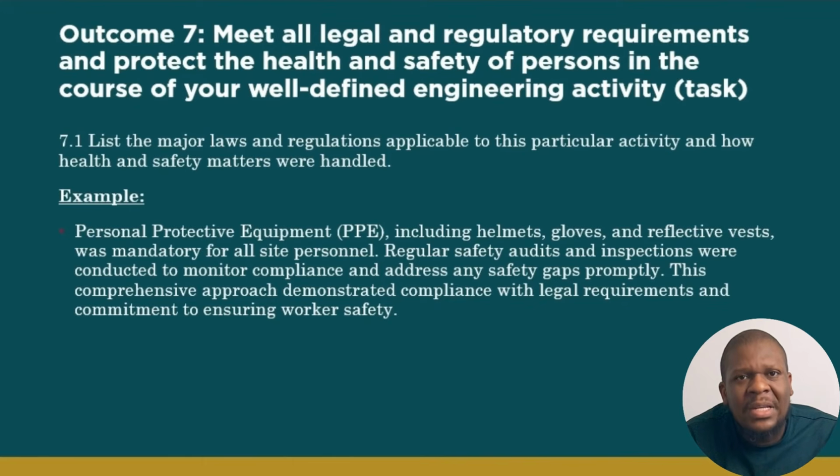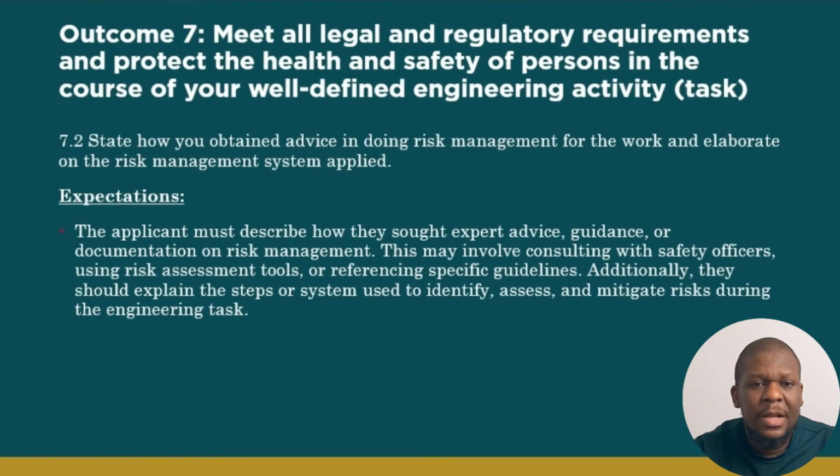So you are showing how you conducted safety on site. And even if you don't do it personally, the use of a safety officer demonstrates that you are cautious of the health and safety of the personnel on site. Now, let's look at outcome 7.2. State how you obtained advice in doing risk management for the work and elaborate on the risk management system applied.